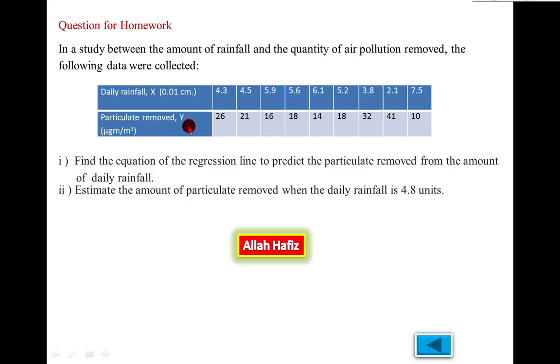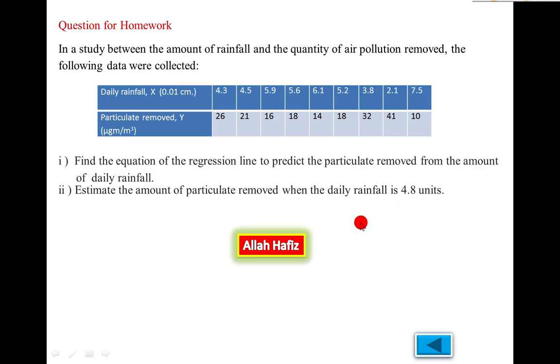But suppose x and y are not given, so first we will decide which variable is independent and which is the dependent variable, and then decide x and y for the regression equation. So find the equation of the regression line to predict the particulate removed from the amount of daily rainfall. Estimate the amount of particulate removed when the daily rainfall is 4.3, 8 units.